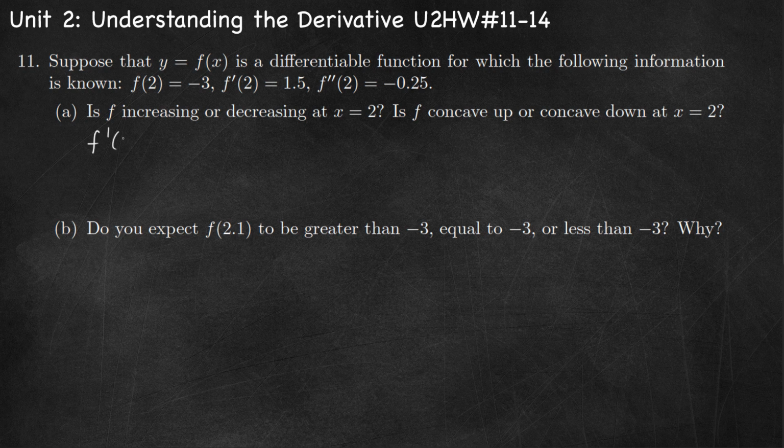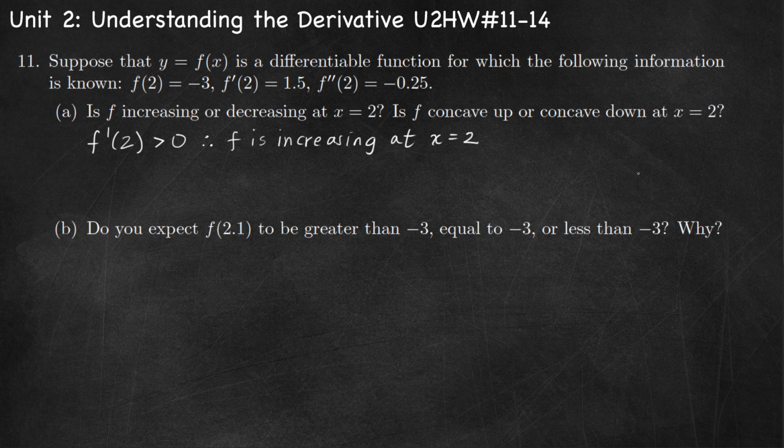f prime of 2 equals 1.5, and that's a positive number. So f prime of 2 is greater than 0. And whenever f prime is greater than 0, we know the function is increasing at that point. So f prime of 2 is greater than 0, therefore f is increasing at x equals 2.